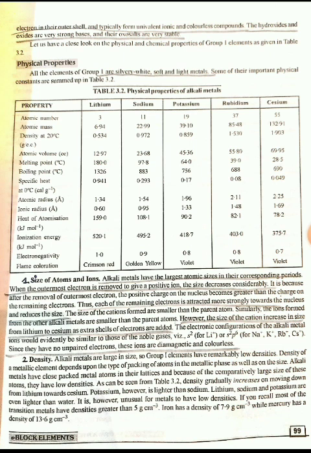The hydroxides and oxides are very strong bases and their oxosalts are very stable. Let us have a close look at the physical and chemical properties of Group 1 elements as given in Table 3.2. Physical properties. All the elements of Group 1 are silvery white, soft and light metals. Some of their important physical constants are summed up in Table 3.2. Table 3.2: Physical properties of alkali metals.